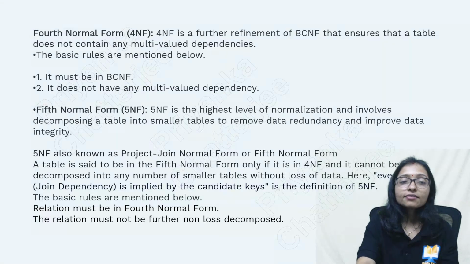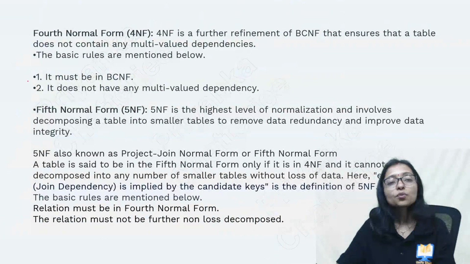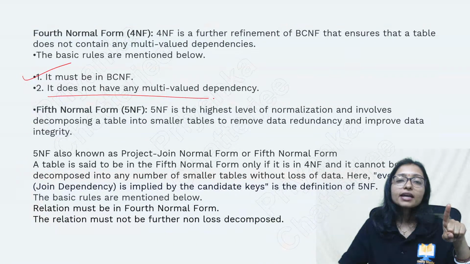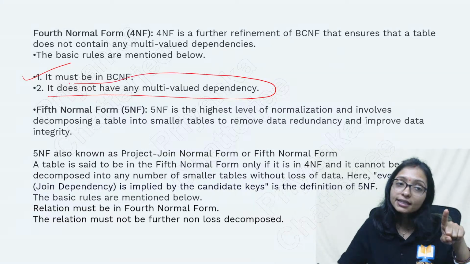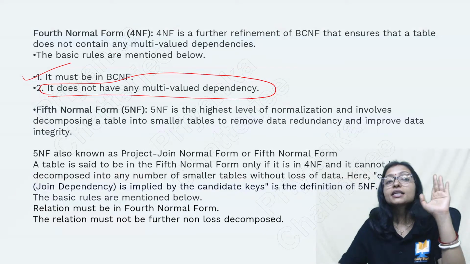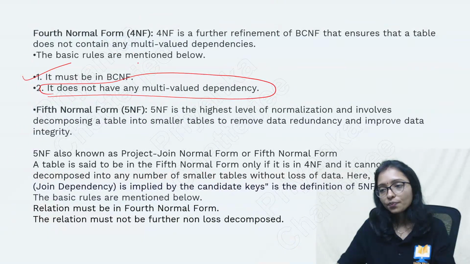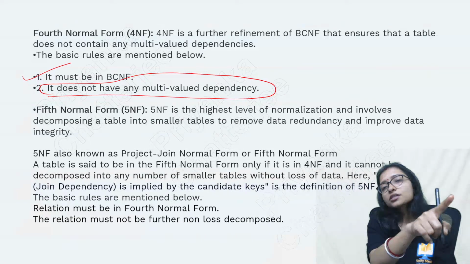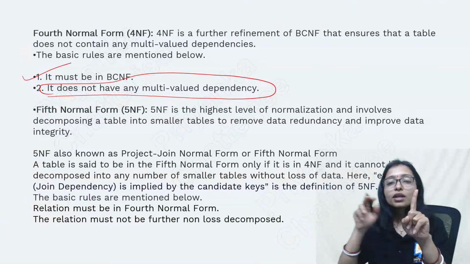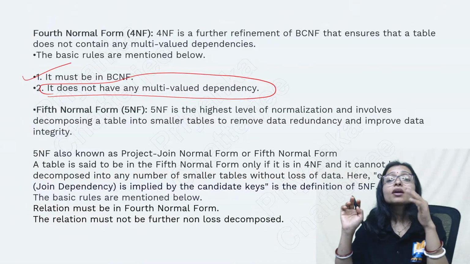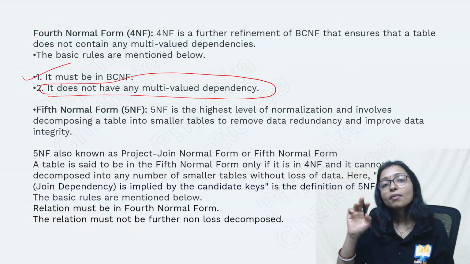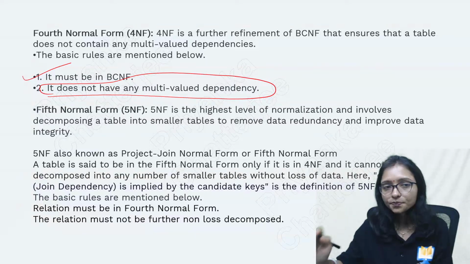4NF, 5NF. 4NF means what? It should be in BCNF, the lower ones should be satisfied. It does not have any multi-valued dependency. It is not allowing any multi-valued dependency. Dependency should not be multi-valued. Like you saw in the previous example, roll number 1 is telling Priyanka, again roll number 1 is telling Priyanka, which means multiple values are there. So multi-value cannot be possible. That is telling multi-valued dependency is not possible.